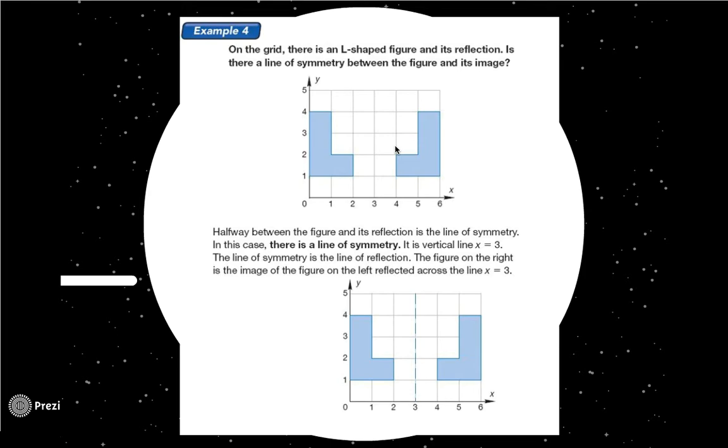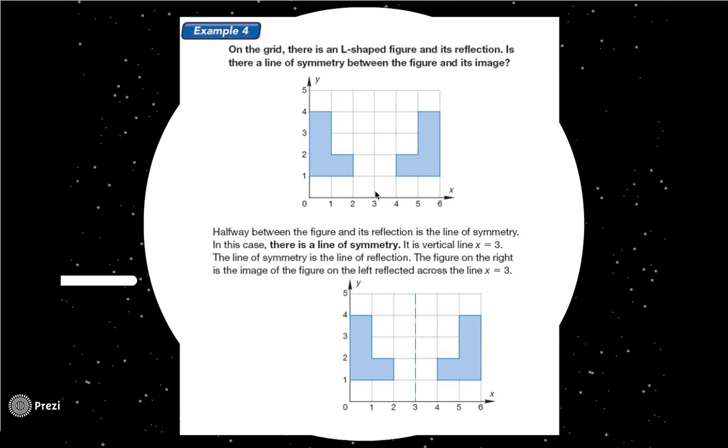All right, on the grid, there's an L-shaped figure and its reflection. Is there a line of symmetry between the figure and the image? Can we draw a line of symmetry in between here? If we fold it in half, they would meet. And the answer is yes. This L would be flipped over to this side, and so our line of symmetry is right down the middle.